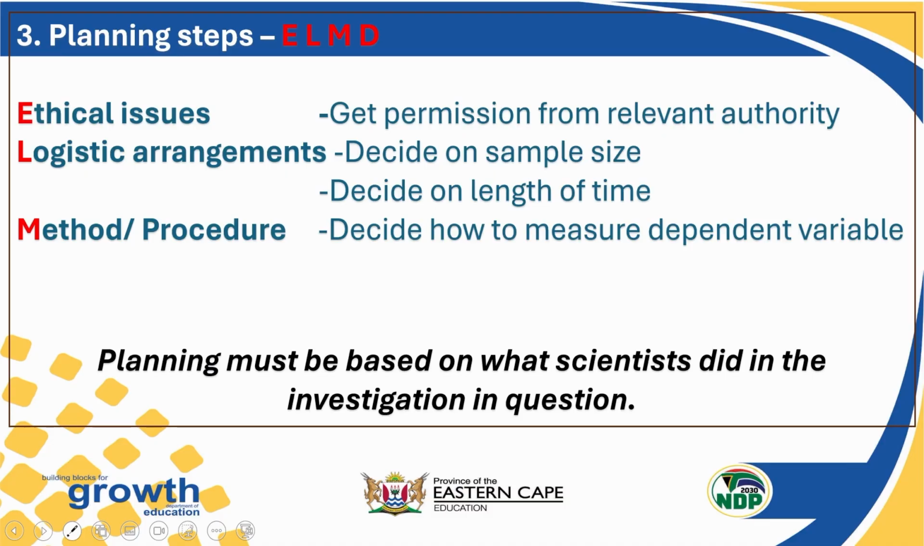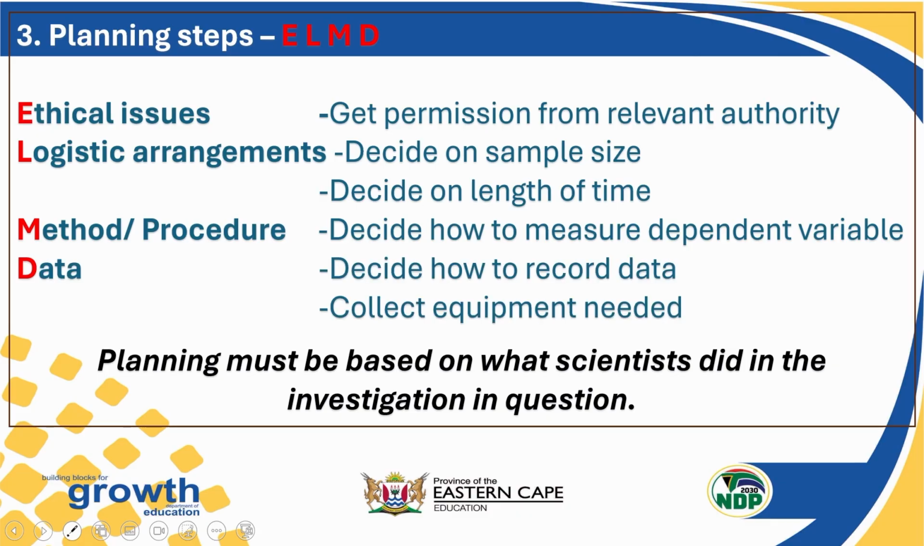Firstly, we will need to decide how to measure the dependent variable. If our dependent variable is not directly measurable, then we need to work out how we are going to measure that dependent variable. We also need to plan how we are going to manage our data. We need to decide how we're going to record the data. For instance, are we going to use a table, or are we going to do it in a graph, or am I going to use diagrams to record my data?